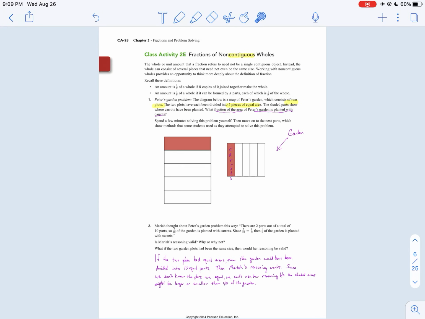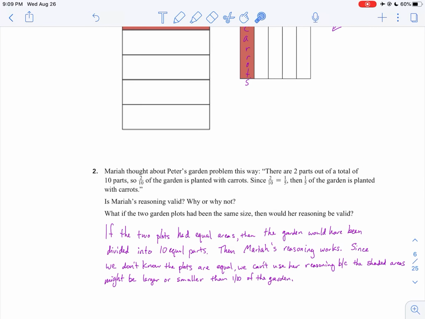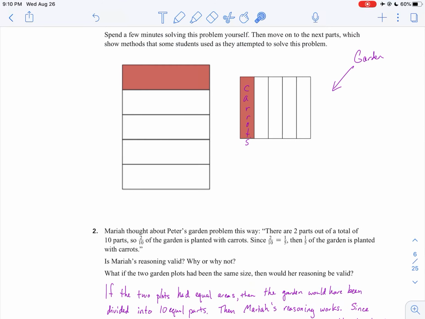and look at part 2. Mariah here. She said there are 2 parts out of a total of 10 parts. So 2/10 of the garden is planted with carrots. What do you think of that? 1, 2, 3, 4, 5, 6, 7, 8, 9, 10. And 2 out of the 10.